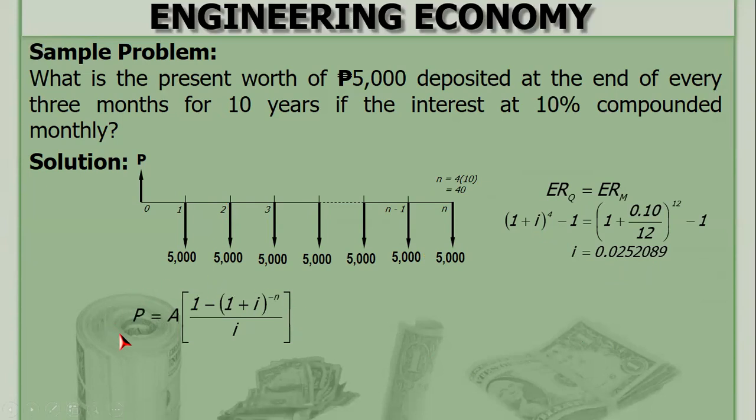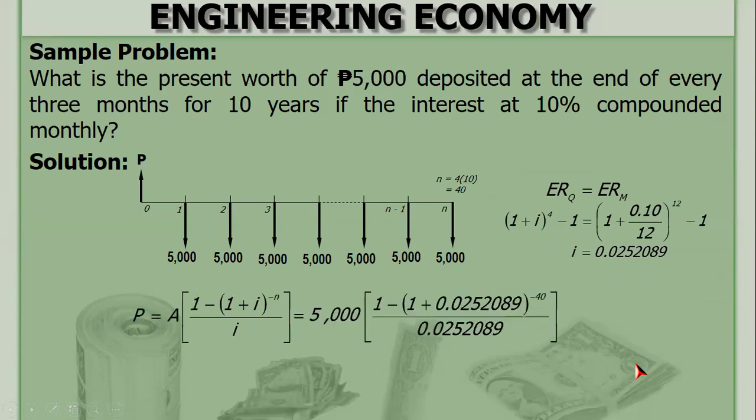This is the formula for P. 1 minus 1 plus, this is I, raised to negative 40. No? And the result is 125,073.46.